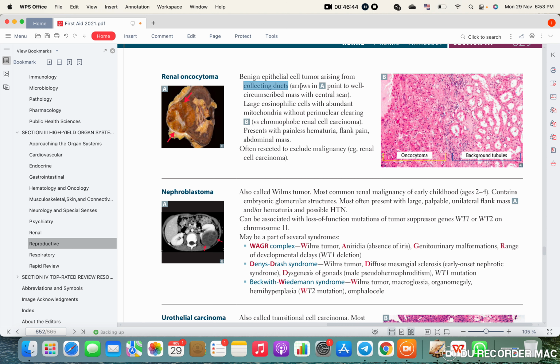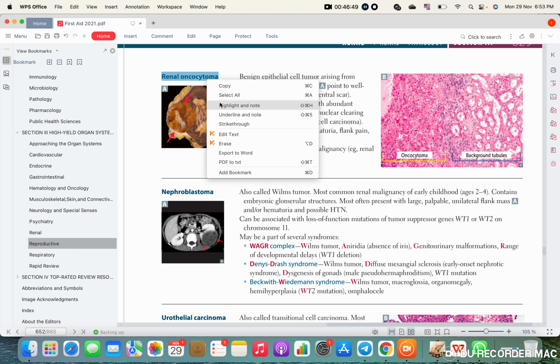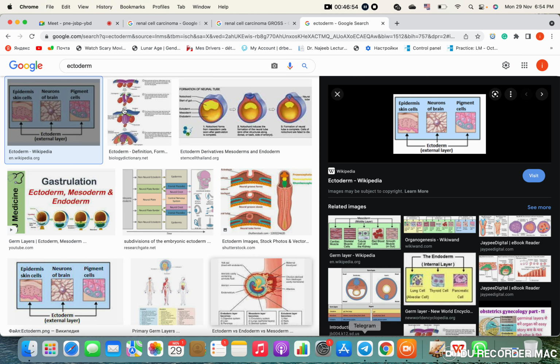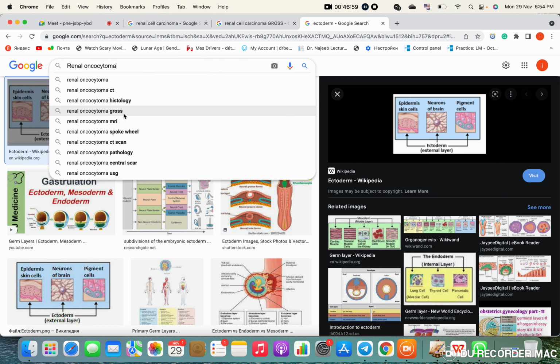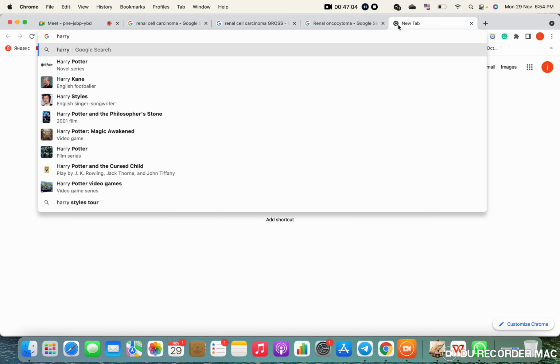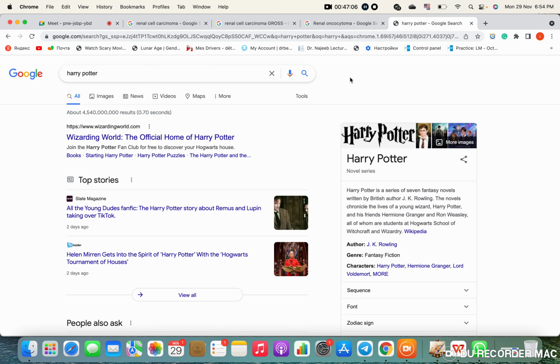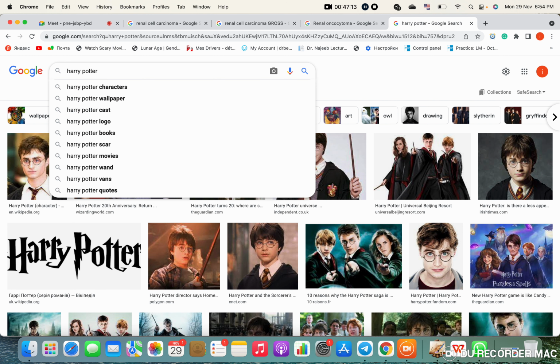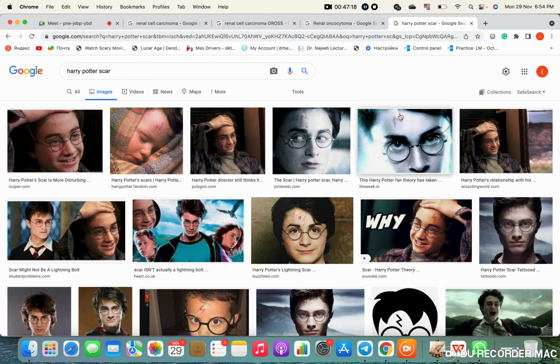There's one thing that is super characteristic of it, which is that it has a central scar on gross examination. I know this is stupid, but if you watched Harry Potter, that's how I memorized it. I just took a Harry Potter picture and put it near that cancer. Why? Because he has this scar on his face, you know? And it looks weird.